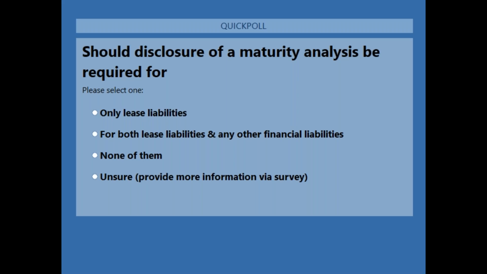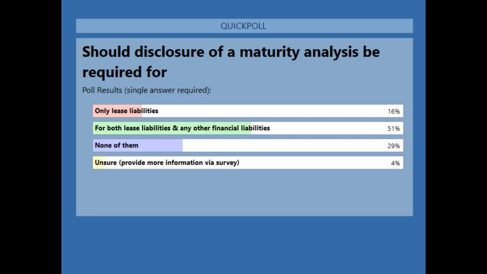Okay, we'll close it then. So we've got 16% who have said to only require the maturity analysis for lease liabilities, whereas 51% said it should be for both. 29% say none, and then 4% are unsure. Okay, thank you. That's great.